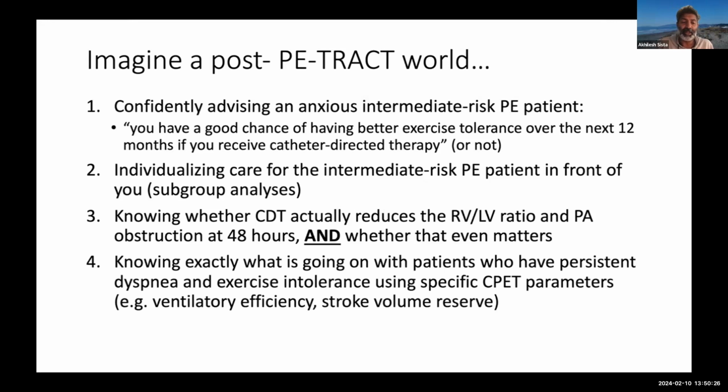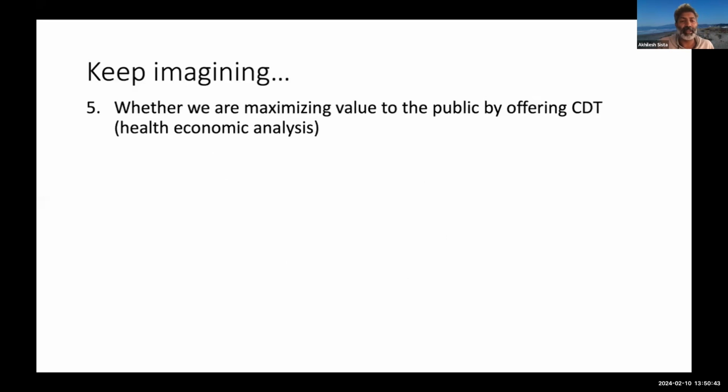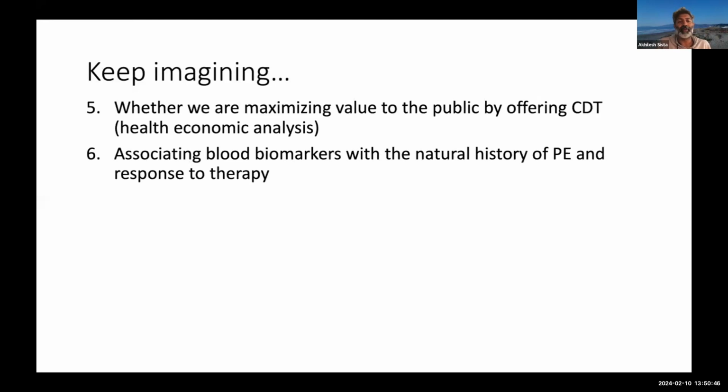So beyond the peak oxygen uptake, there are a lot of other parameters we get from a cardiopulmonary exercise test, ventilatory efficiency, stroke volume reserve. So becoming more precise about our understanding of what's happening with the post-PE patient will be possible. The value of CDT with the health economic analysis, blood biomarkers. So all of these patients are getting blood samples taken both at baseline and 3 months after. So these blood biomarkers, we're collecting quite a few of them, so they can be assayed and then compared against the results of the trial. So we'll have a better understanding of, just even the natural history of PE and the response to therapy.